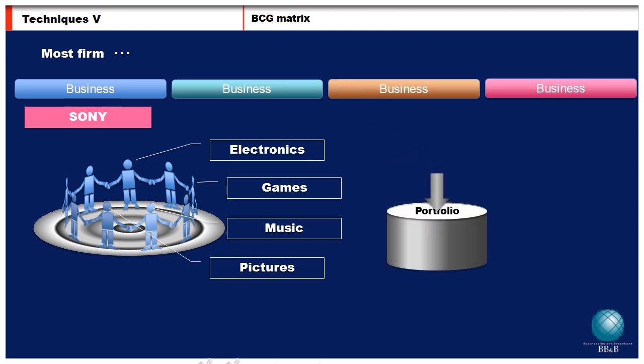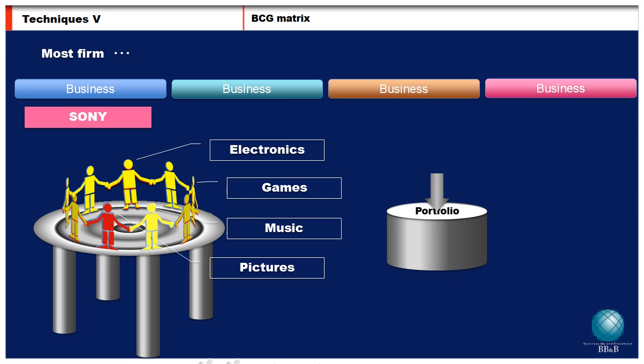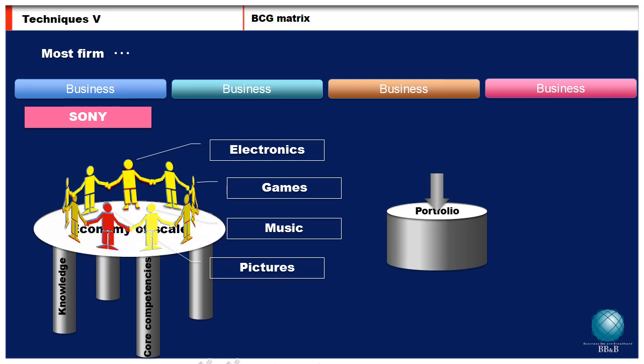There are several approaches to deciding which business units to keep and which to drop. In Sony's case, the business units were found to be related to each other in some manner, such as the transfer of knowledge and core competencies between the business units to develop and exploit economies of scope.